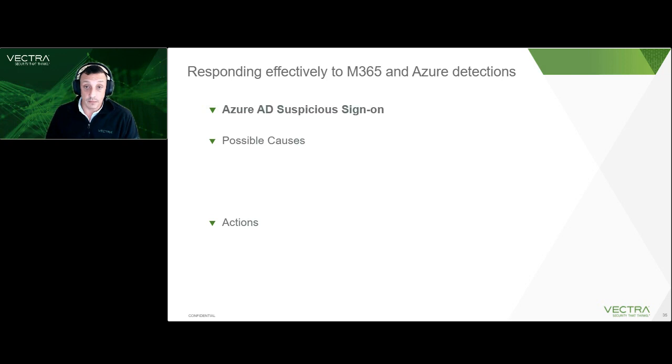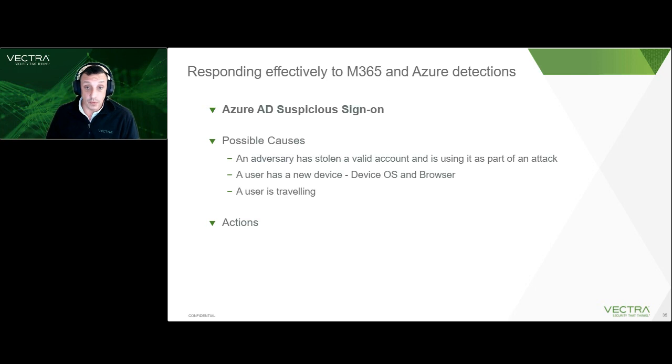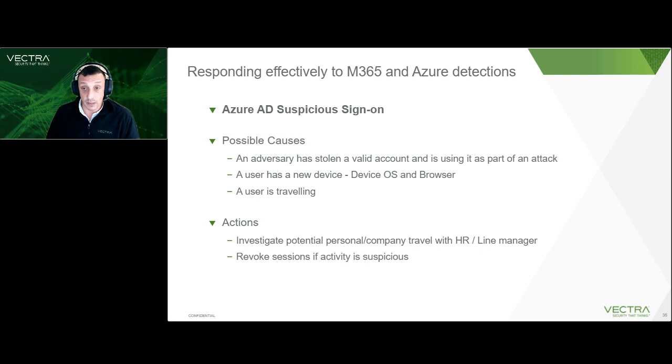So we'll first look at the Azure suspicious sign-on detections. We need to look at the possible causes. For example, an adversary may have stolen a valid account and is using this as part of an attack. Or a user has a new device, which may indicate a new device OS and/or browser has been observed. On the previous slide, we can see the previous OSs that have been seen with this account, and we can also see the device OSs.